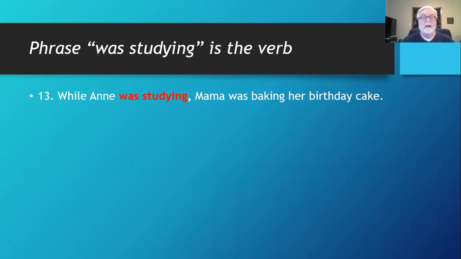13, while Anne was studying, Mama was baking her birthday cake. All right, in some cases you see more than one word is needed to form a particular part of speech. In this instance, was studying, that phrase, the two words there form the verb, was studying.